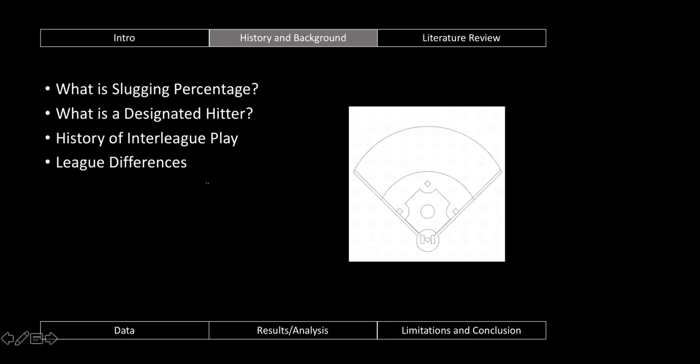And then, like we went over a little bit in the league differences, the American League has the designated hitter rule and the National League does not. During interleague play, the home team decides the rule used. So if a National League team is playing an American League team at the National League's home field, there's no designated hitter rule, and vice versa.